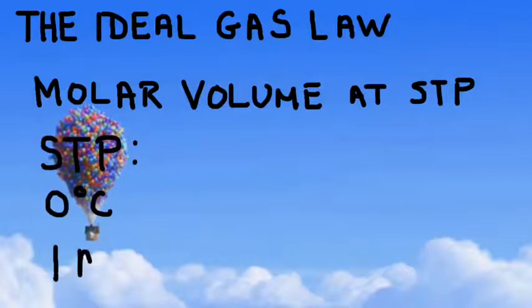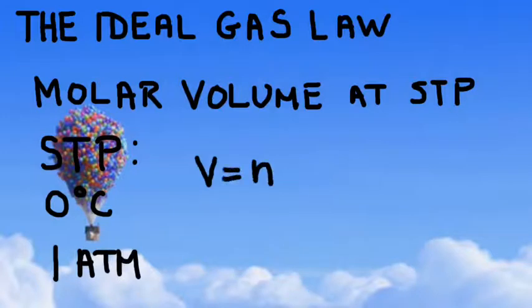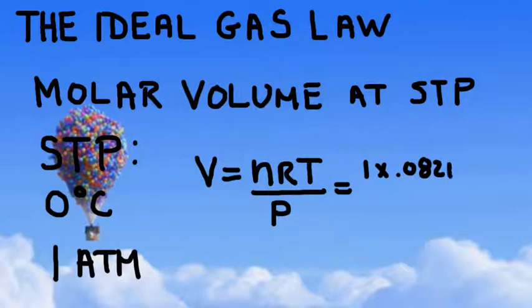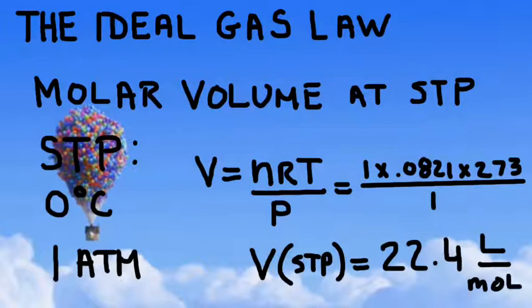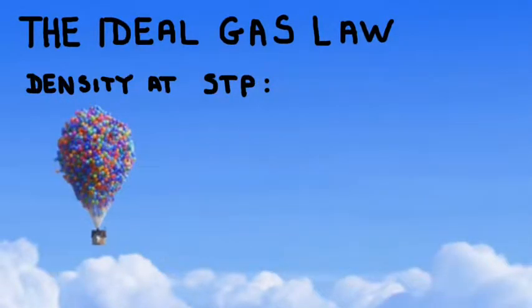So again, standard temperature and pressure, 0 degrees C and 1 atmosphere of pressure. So if we find the volume of 1 mole of a gas at these conditions, we get an interesting number, 22.4 liters per mole. Again, this represents the volume of 1 mole of a gas at standard temperature and pressure. And this is a number that we can use to do a number of calculations, such as calculating the density of a gas at STP.